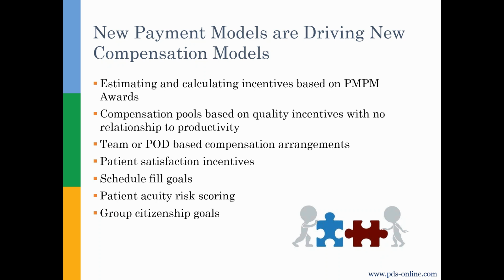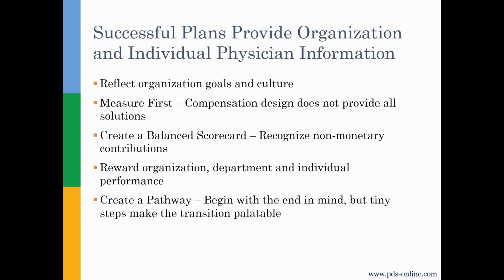scoring, where the insurance companies are risk adjusting the results of shared savings programs, similar to the Medicare MSSP plans, where they want to pay physicians more for caring for sicker patients and less for caring for patients who are not as acutely ill. So in order for these plans to be successful, they need to be able to provide both organization and individual physician information. Scott, can you help us understand how some of that can happen?